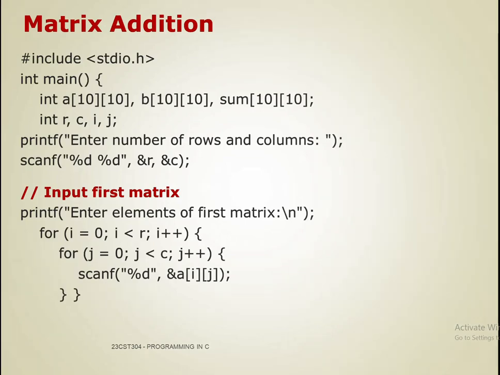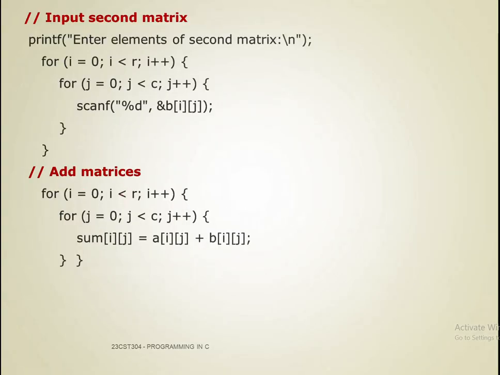After that we get the row and column size using scanf. After that, we get the input of the first matrix using two loop variables, row size and column size. We get the first matrix. After that, get the second matrix using two for loops. After that, we add these two matrices. The added result is stored in sum of i j. After that, using two for loops, we display that sum matrix.